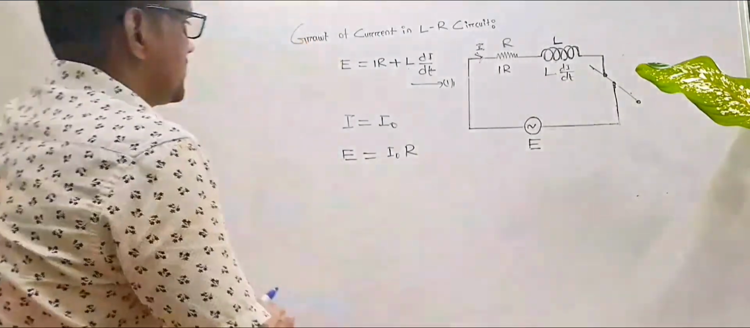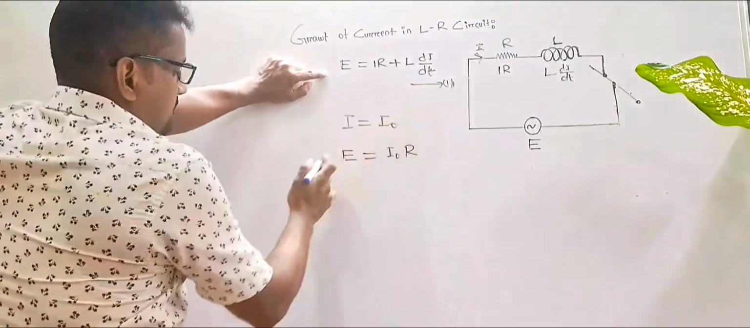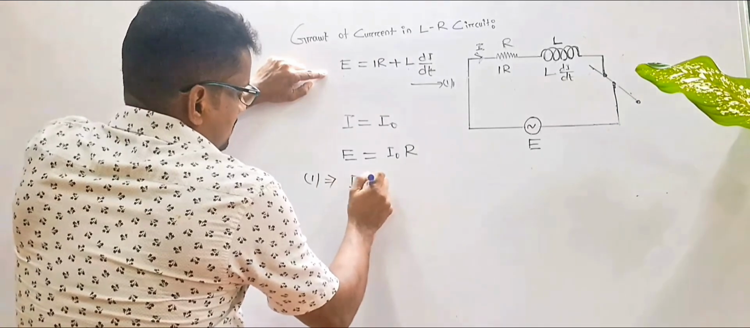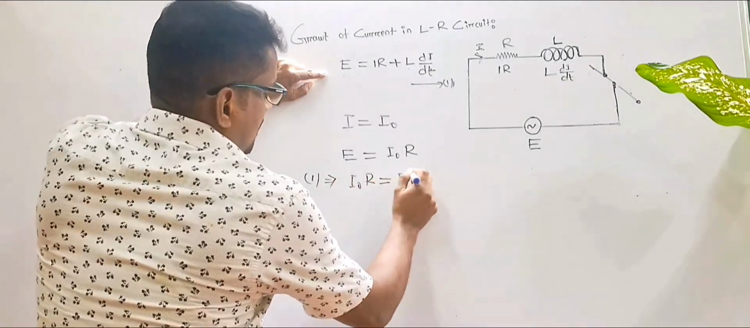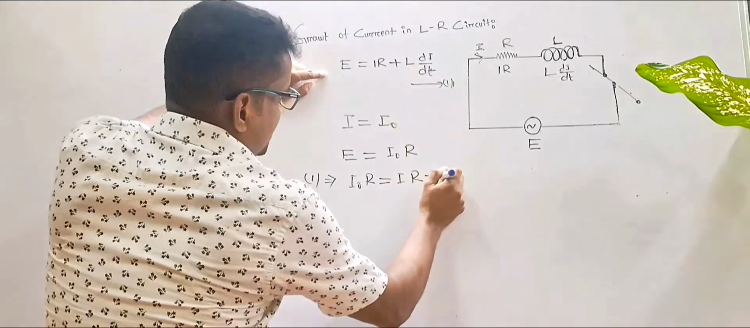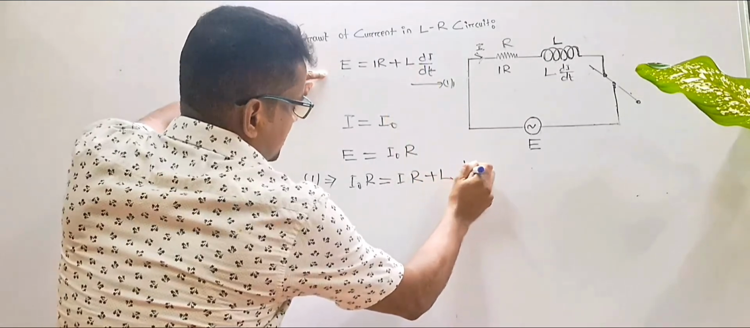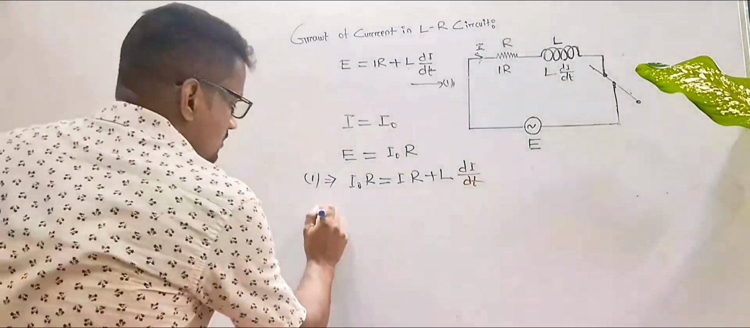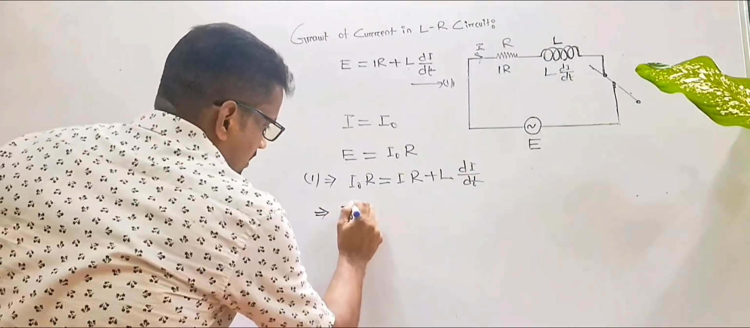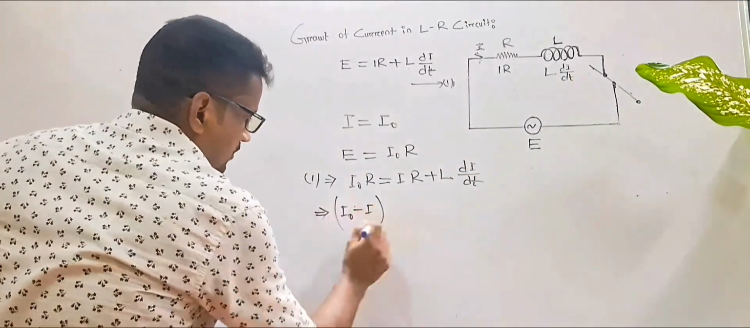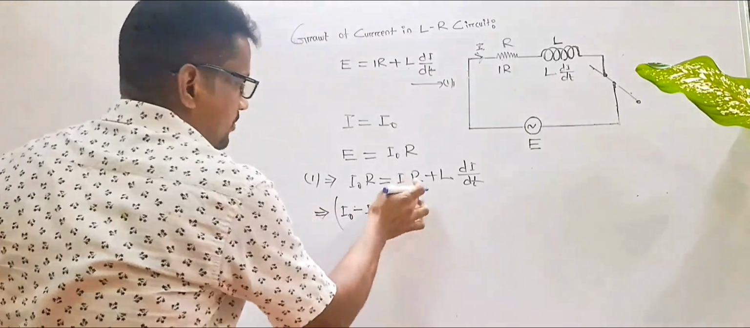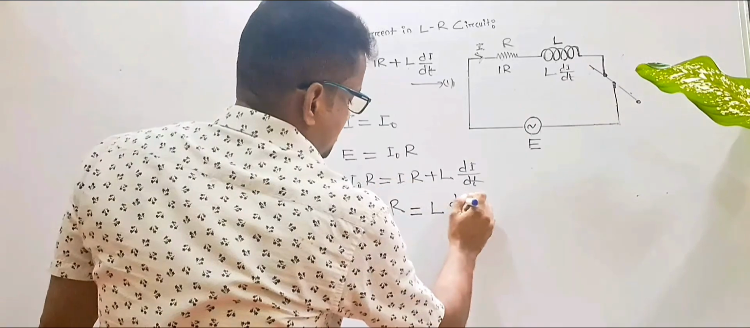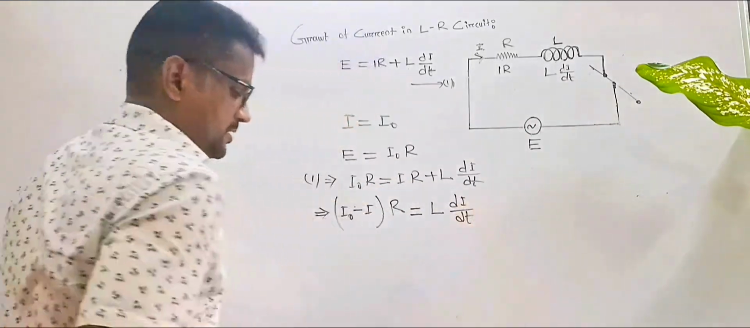In that case, what happens? Now you just put the value in equation 1. So 1 implies I naught R equals I times R plus, on the right hand side as it is, L times di/dt. Now, I naught minus I, we can write R common. If you transpose it to the left hand side, it will be equal to L times di/dt.